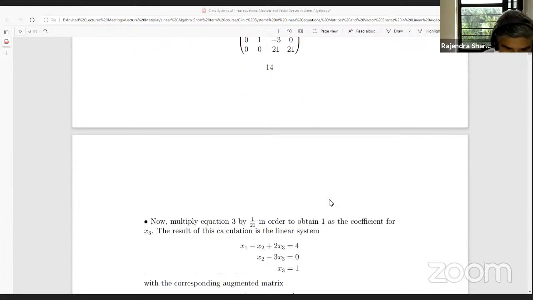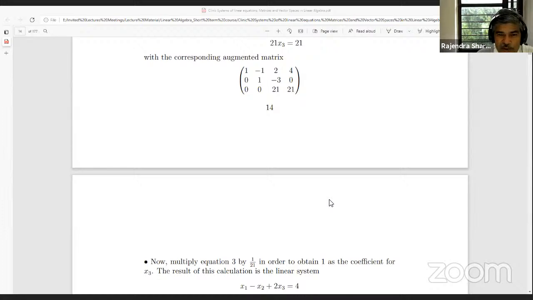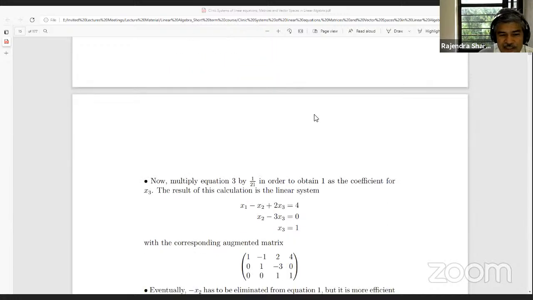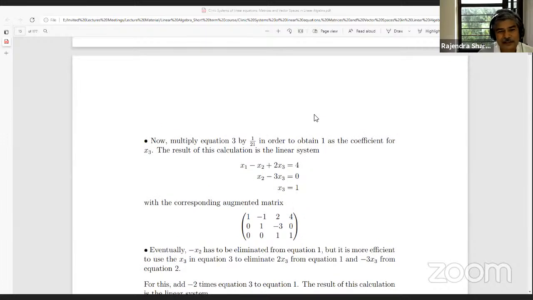Now in equation 3, 21x3 is equal to 21, we can make the coefficient of x3 also 1. So we just divide equation 3 by 21, and the new system becomes x1 minus x2 plus 2x3 is 4, x2 minus 3x3 is 0, and x3 is 1. The corresponding augmented matrix is a beautiful matrix: 1, minus 1, 2, 4, 0, 1, minus 3, 0, 0, 0, 1, 1.